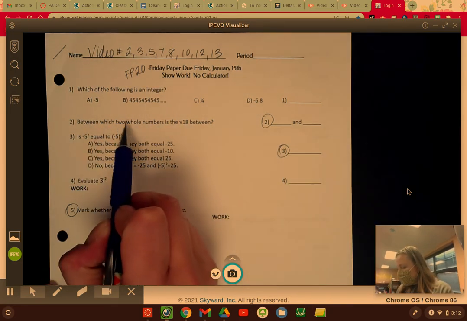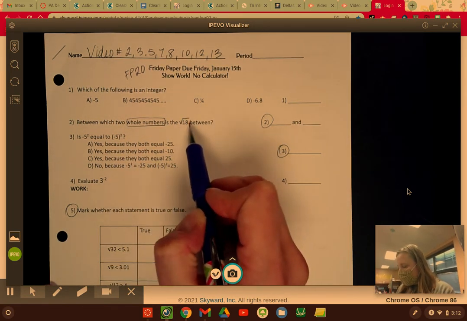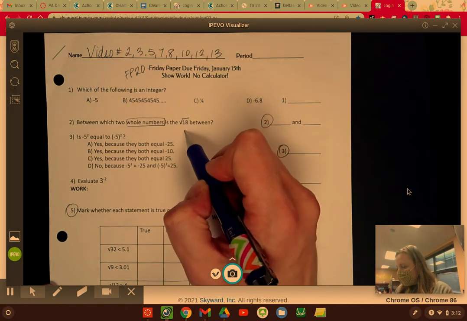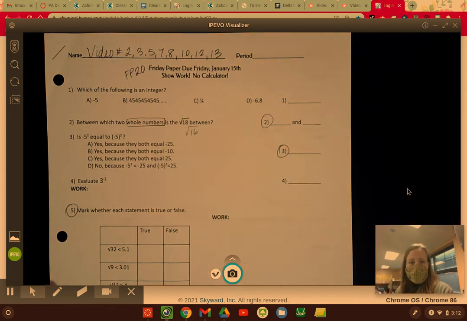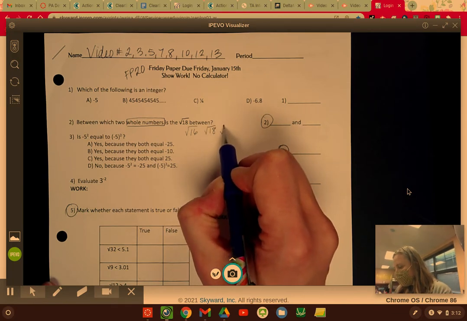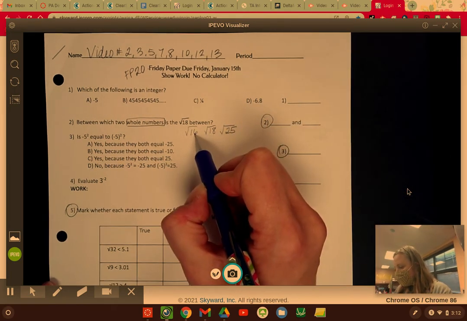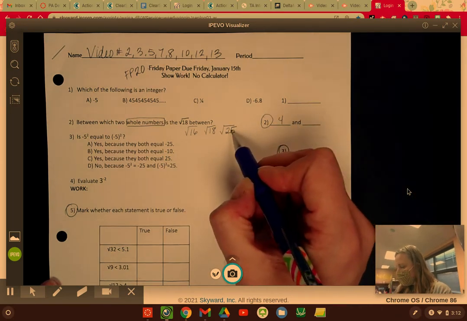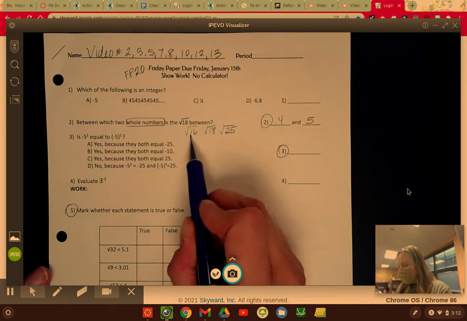It says, between which two whole numbers is the square root of 18. Square root means if I take, for instance, the square root of 16, what number times itself is 16? 4, right? It's a perfect square, 4 by 4. The next perfect square that's bigger than 18 is 25. So the square root of 16 is 4, and the square root of 25 is 5. Those are the whole numbers that the square root of 18 is between.